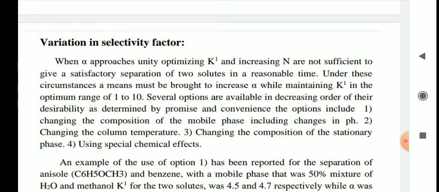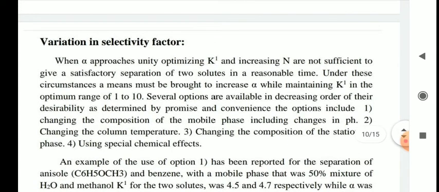There are various ways of increasing the alpha values. One is by changing the composition of the mobile phase, including the changes in pH. You change the composition of the mobile phase and change the pH, then you will get a better alpha value. Similarly, the second factor which can control the alpha value is changing the column temperature. By changing the column temperature, alpha value can be changed. Now this is usually possible only in gas chromatography.